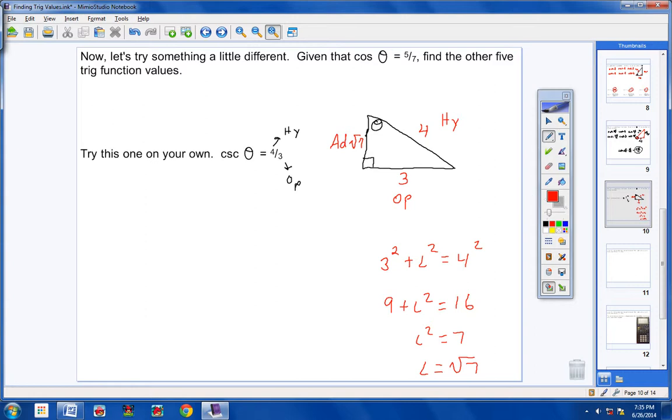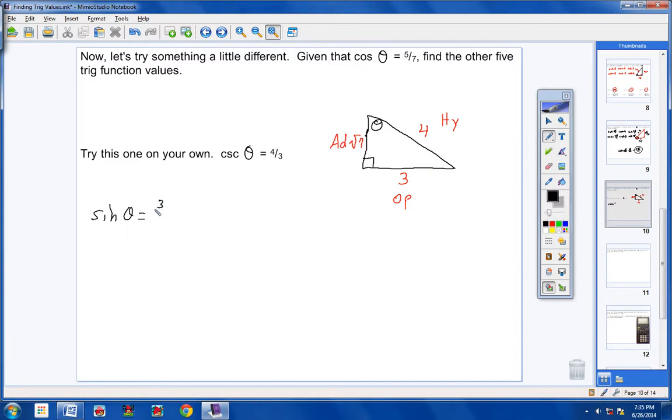And now that you know all 3 sides, we're ready to hopefully very quickly find my other 5 trig functions. So here we go, hopefully pretty quickly. Are you ready? Here we go. So I'm going to go really fast. Sine of theta equals opposite over hypotenuse, so 3/4. Cosine of theta equals adjacent over hypotenuse, so square root of 7 over 4.